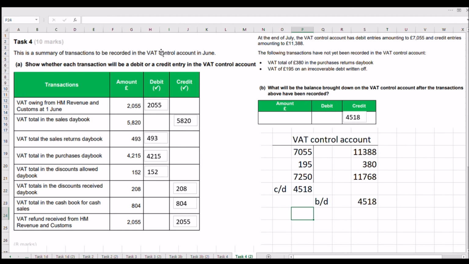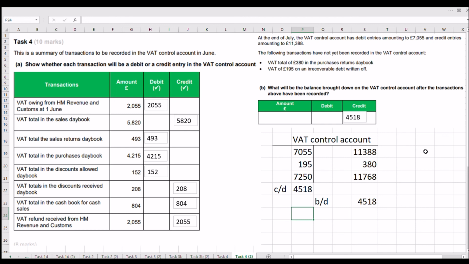Right, okay, so that's the first part of that one. And then the second one is at the end of July, the VAT control account has these debit entries and these credit entries. The following transactions have not yet been recorded: VAT total in the purchases returns daybook. So if we're going for purchase returns, debit the trade payables control account, because we're no longer going to have to pay that. Then credit purchases returns, and credit VAT, so that one is a credit in here.